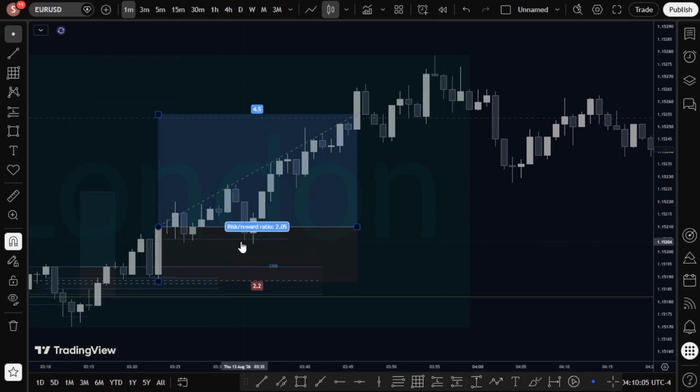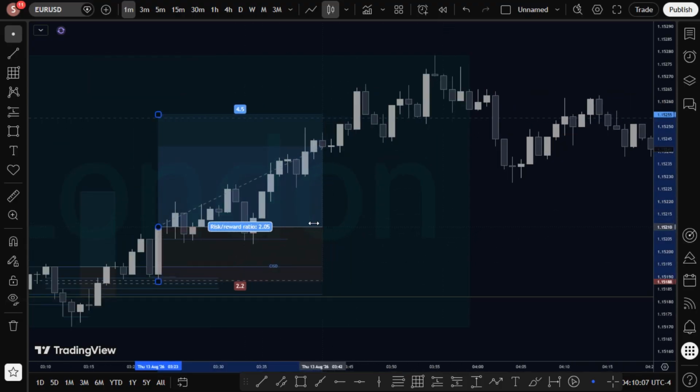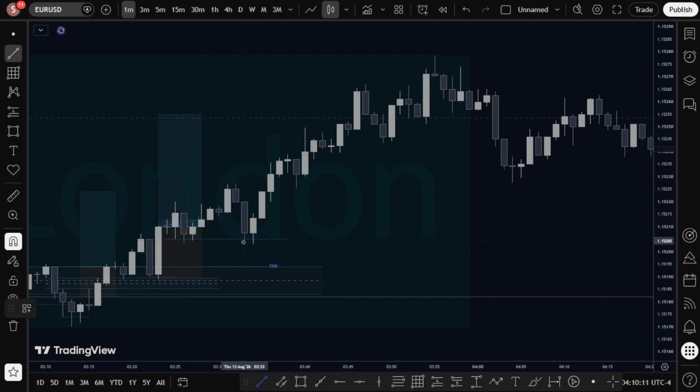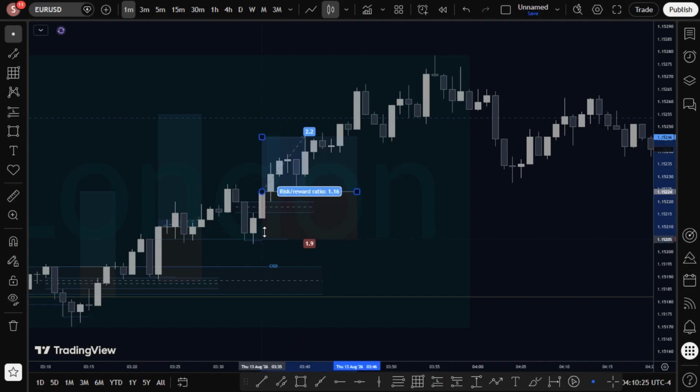Now you can see this. This gave me a swing formation. So that's okay. A swing formation, condition 1, and then an inversion fair value gap, you can see. So I will take my trade on this breaker candle. Target 1 to 2. There's no stop loss below this, so I will keep my stop loss here. There's no fair value gap below this candle.